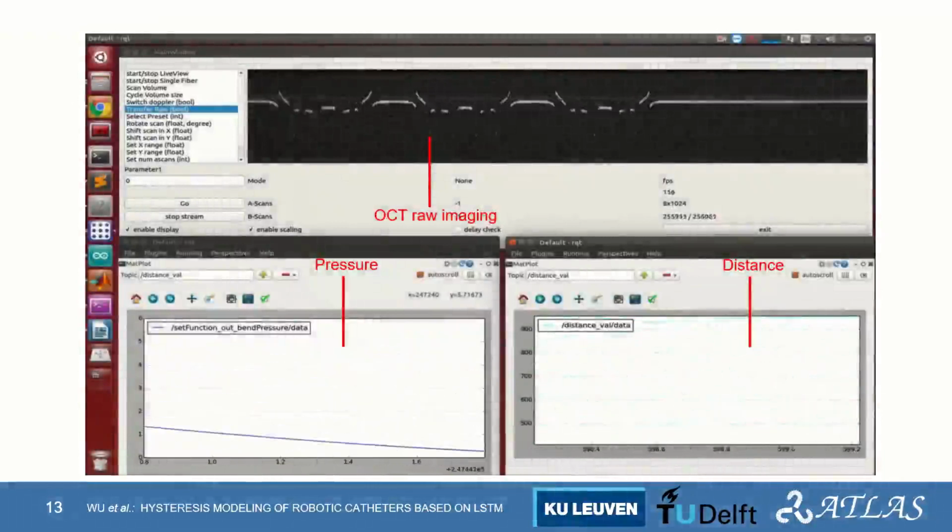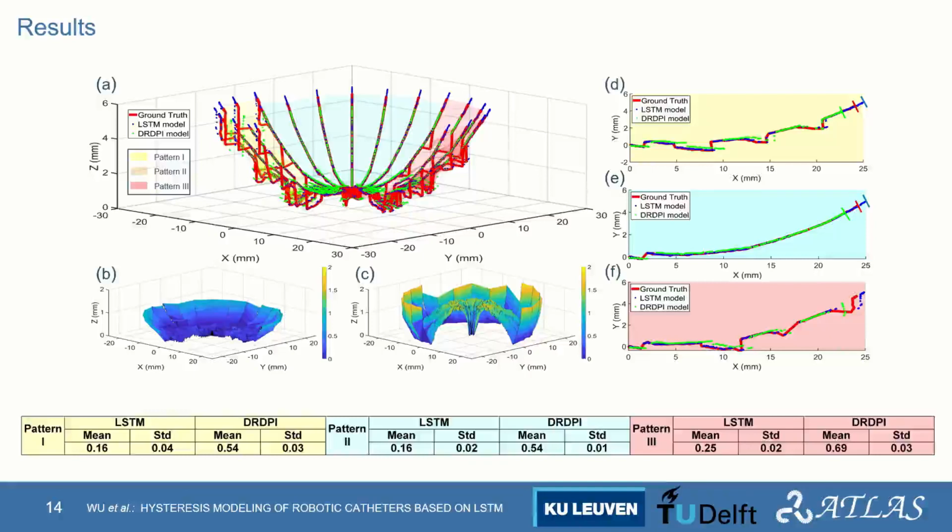The results reveal that the LSTM can reconstruct the environment with an error below 0.5 mm in all of the 3 patterns. The error achieved by the DRDPI model is around 3 times larger than the LSTM. The reconstruction experiment validates the feasibility that, with the assistance of the LSTM, a PAM-driven catheter is able to overcome the complex inherent hysteresis and accurately reconstruct the anatomical structure with forward-looking imaging modalities in intravascular interventions.